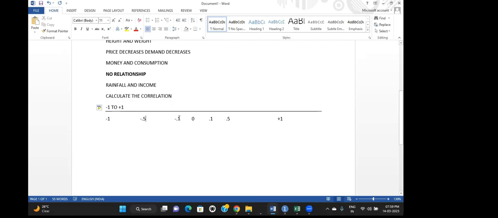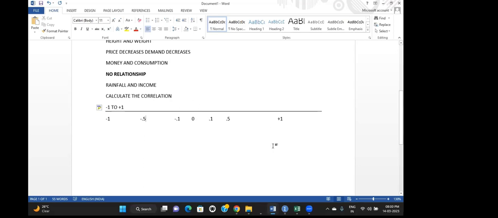So if the value of the correlation comes here, between minus 0.1 and 0.1 positive, then it is not highly recommended that there is a correlation between the variables. So it is this zone, minus 0.1 to 0.1. It is not recommendable that that is a good correlation, right? So this is what the theory is.